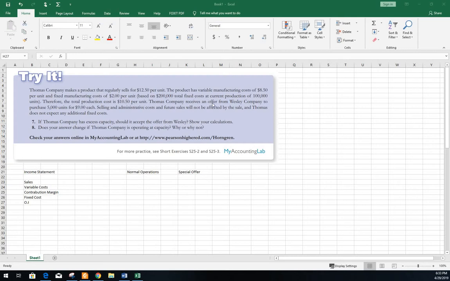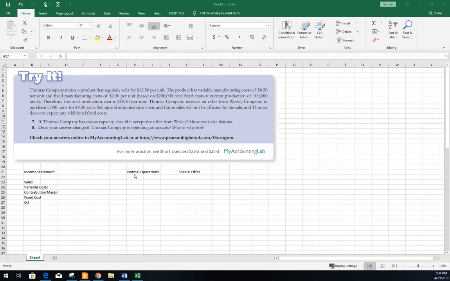Thomas Company receives an offer from Wesley Company to purchase 5,000 units for $9 each. Selling and administrative costs and future sales will not be affected by the sale, and Thomas does not expect any additional fixed costs. And they want us to answer, if Thomas Company has excess capacity, should it accept the offer from Wesley? Show your calculations. And then, does your answer change if Thomas Company is operating at capacity? Why or why not? Okay, this is a pretty simple problem.